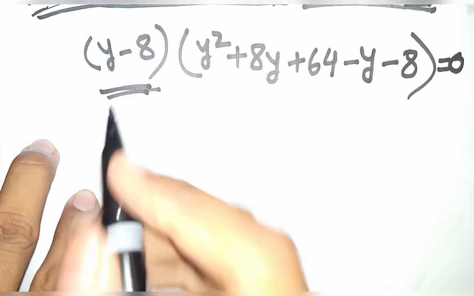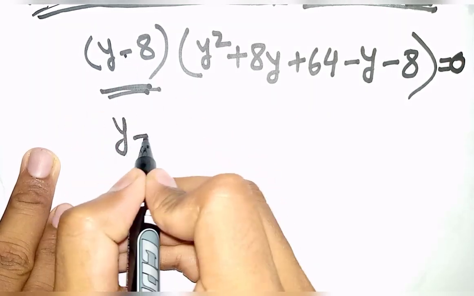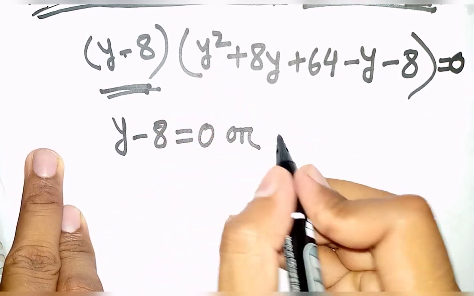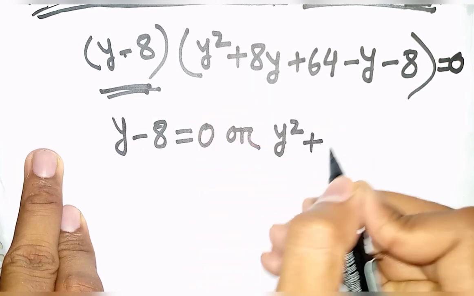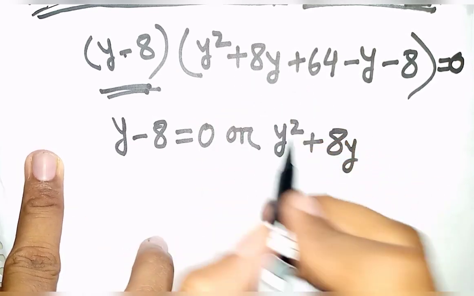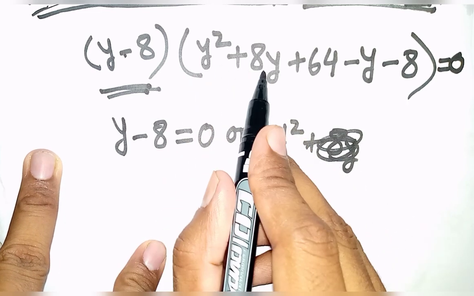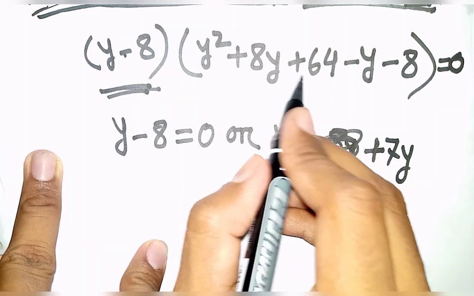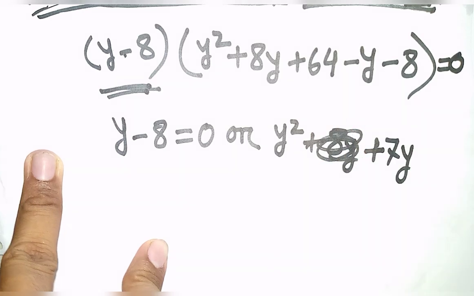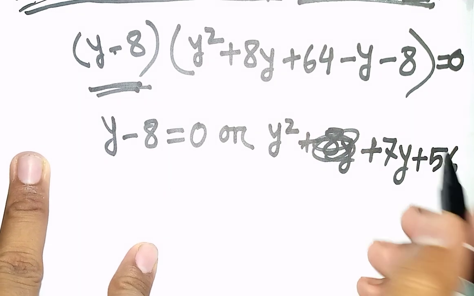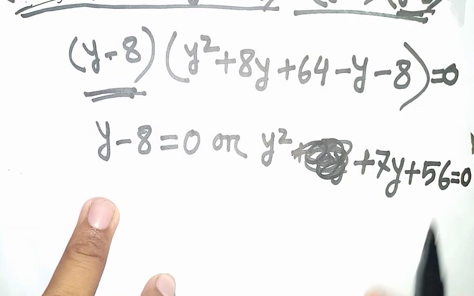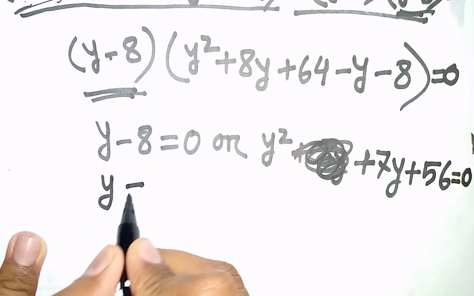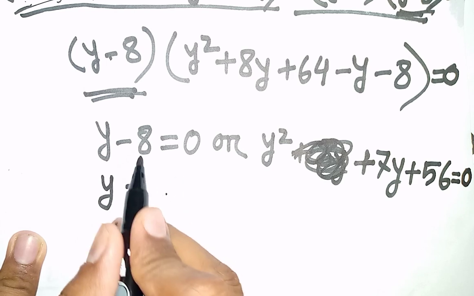Now we can write here y minus 8 is equal to 0, or y square, then plus 8y minus y, that means it will be plus 7y, then plus 64 minus 8, that means it will be plus 56, then is equal to 0. Now y is equal to minus 8, take to the right side, so this will be plus 8.